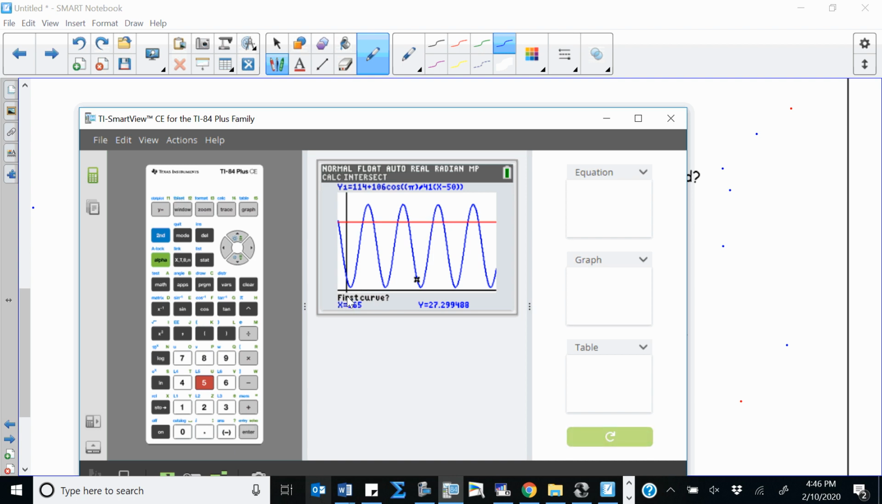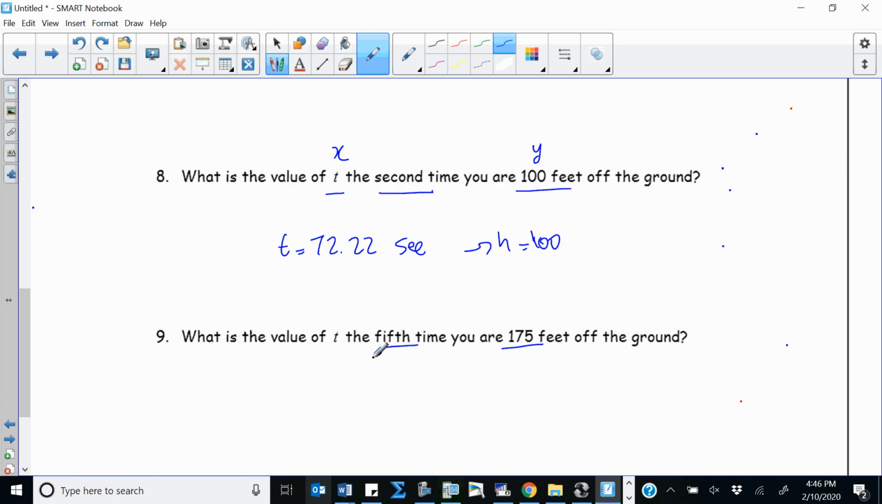So let's start. First curve, just enter. Second curve, again enter. Then we need to stay on top of this point. The fifth time we're at the height of 175, which is almost here. Enter, and it's 201.5. So when time is 201.5 seconds, the height is 175 feet.